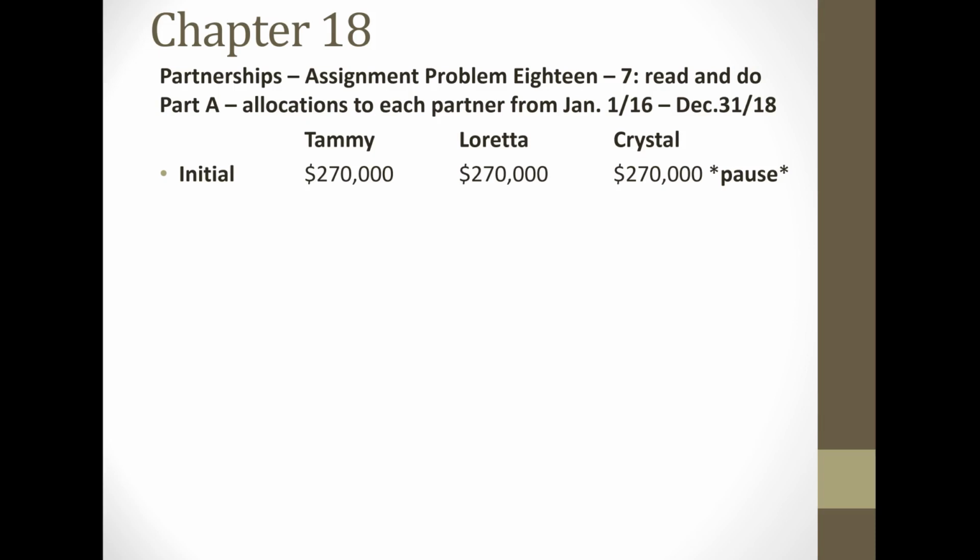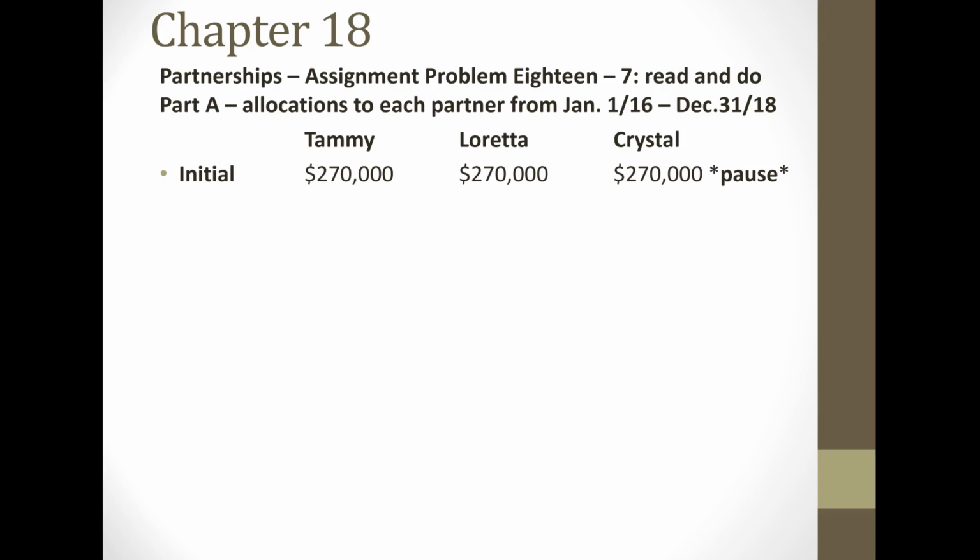So we're trying to figure out what is the ACB, adjusted cost base, of each partner's partnership interest at January 1st, 2019. So we're going to make all the adjustments from the start of the partnership, January 1st, 2016, to the end of December 31st, 2018. So make all those adjustments, and then once you've calculated the adjusted cost base as of January 1st, 2019, then resume the video to check your answer. So pause the video now.